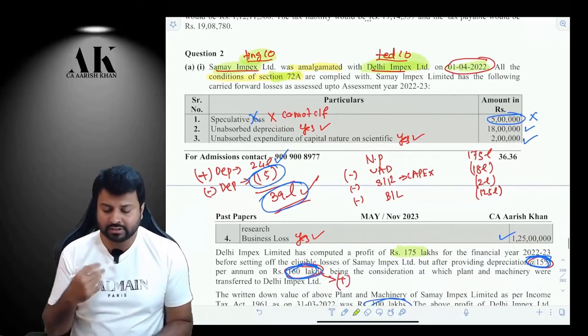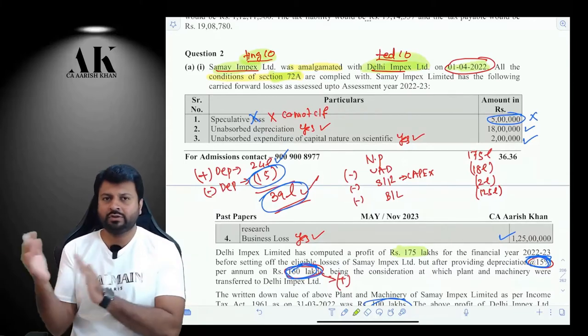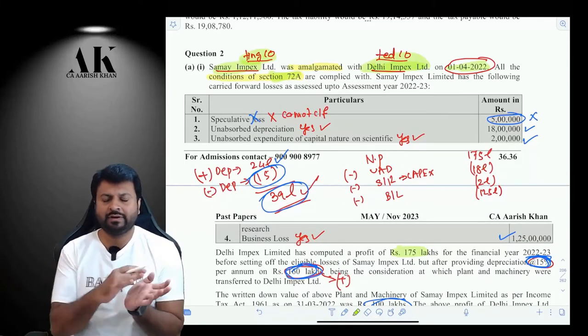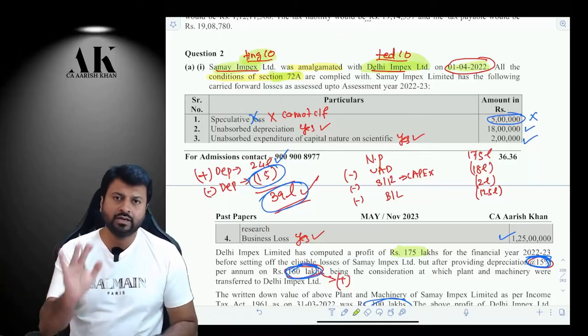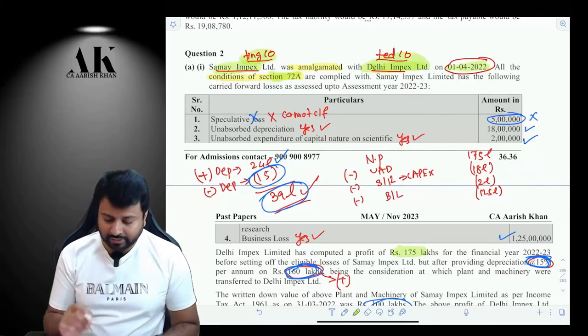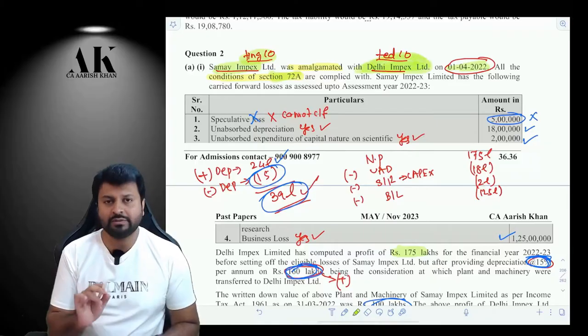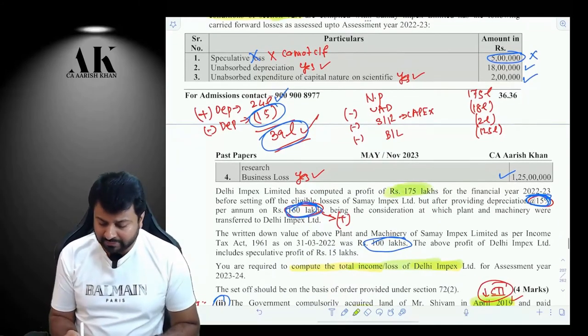Now in case of amalgamation, what happens? Whatever the losses and whatever the UADs, capital expenditure on family planning, capital expenditure on scientific research, all these things can be carried forward by what? By the amalgamated company. But a few losses are not allowed. Now we need to compute the total income of what? Delhi Impex Limited. So the profit of Delhi Impex Limited is 175.